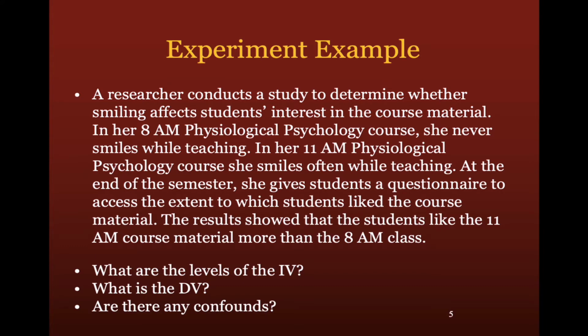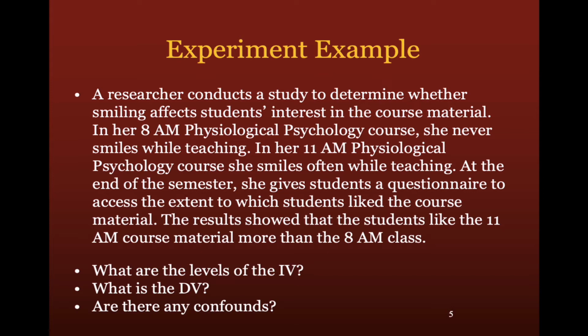So let's just do this quick example. A researcher conducts a study to determine whether smiling affects students' interest in the course material. In her 8 a.m. physiological psychology course, she never smiles while teaching, while in her 11 a.m. psychology course, she smiles often while teaching. At the end of the semester, she gives students a questionnaire to assess the extent to which students like the course material. The results showed that the students liked the 11 a.m. course material more than the 8 a.m. course. What are the levels of the independent variable?